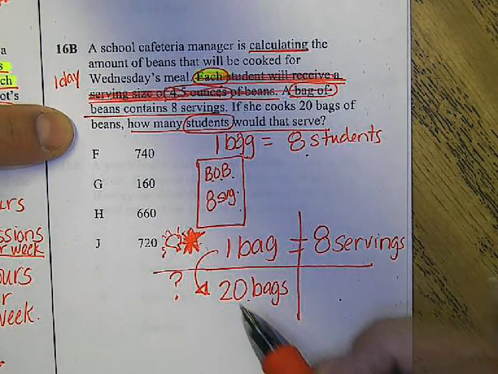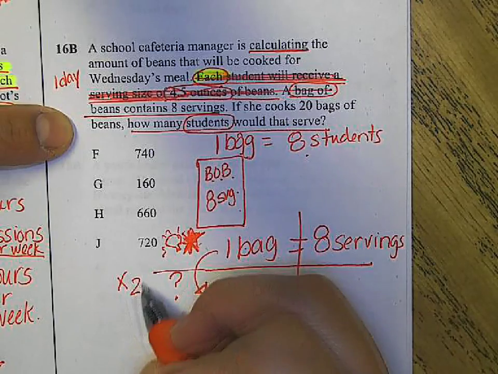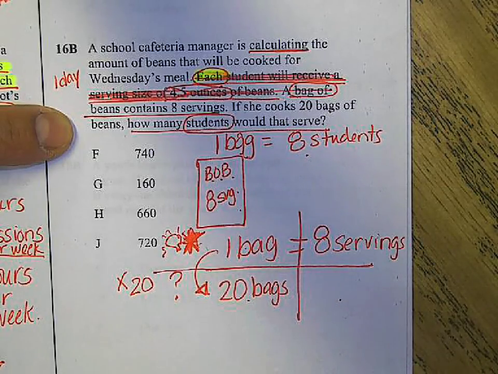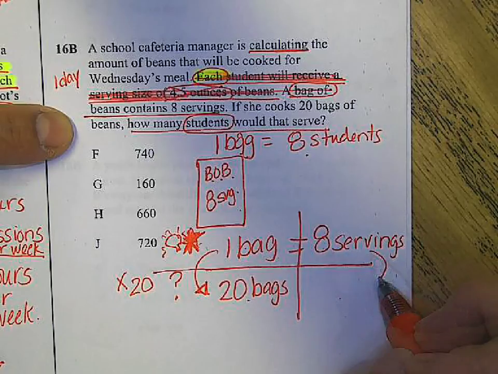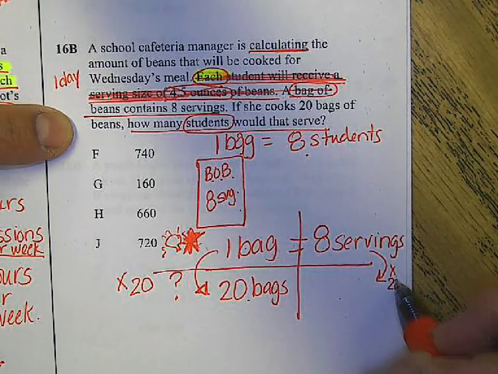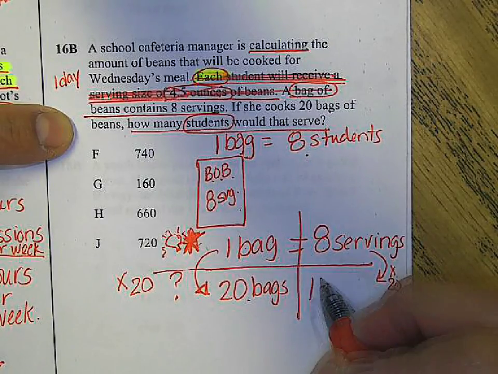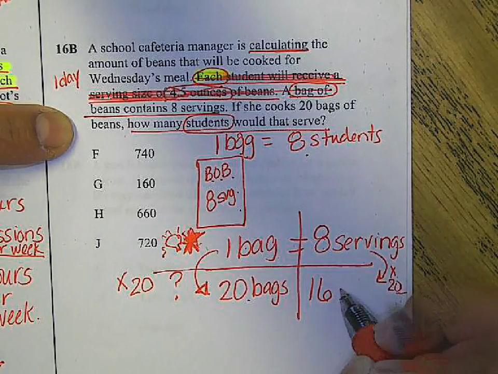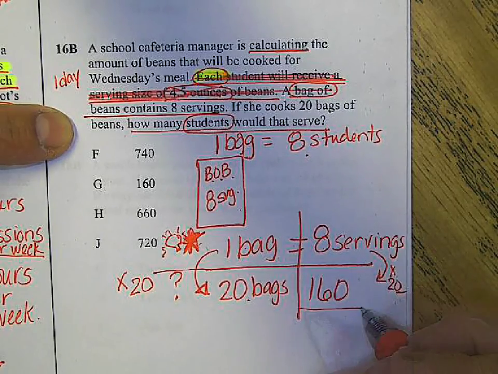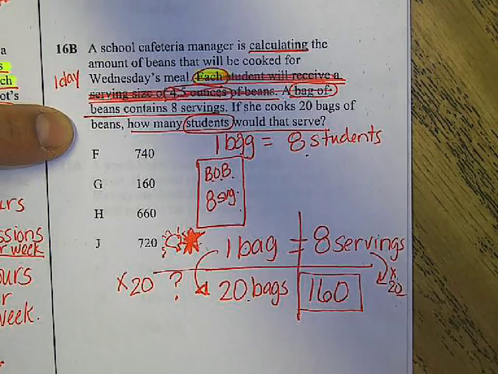Okay? So now, from 1 to 20, what are we doing? Times 20. So from the 8, what are we doing? Times 20. Well, 8 times 2 is? 16. Bring down my trailing 0. How many students will 20 bags feed?